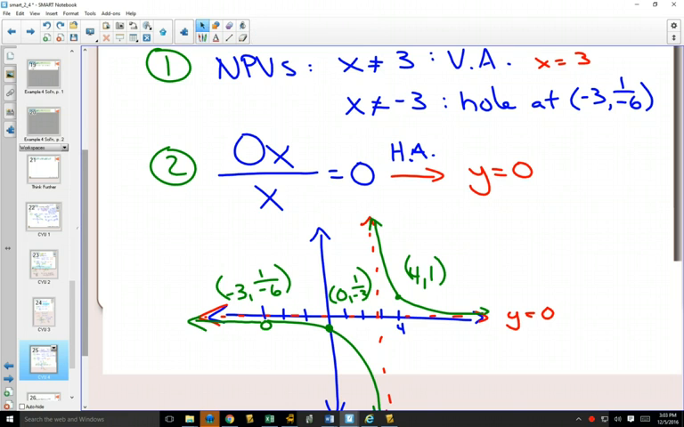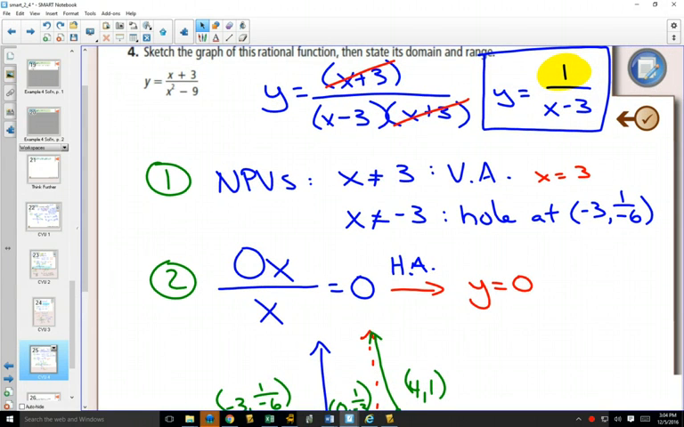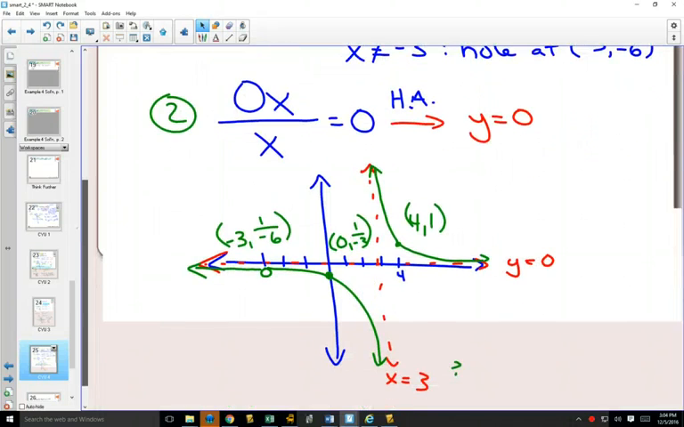And once again, maybe you noticed that our simplified graph was just our 1 over x graph moved 3 to the right. So you could have used transformations to get this graph. Does the final graph that we have look like a 1 over x graph moved 3 to the right? Yes. The only thing different is we have a hole in this graph as well.